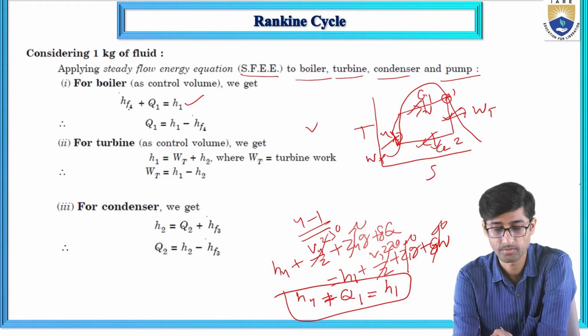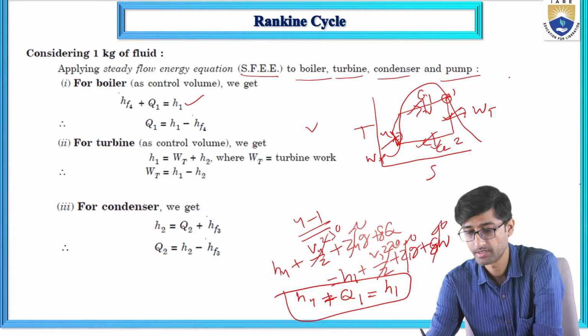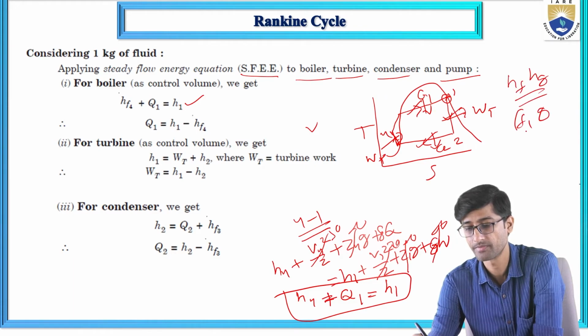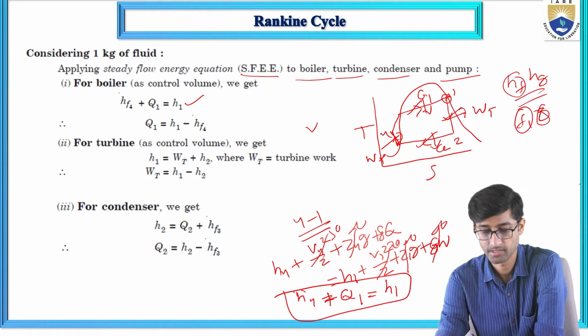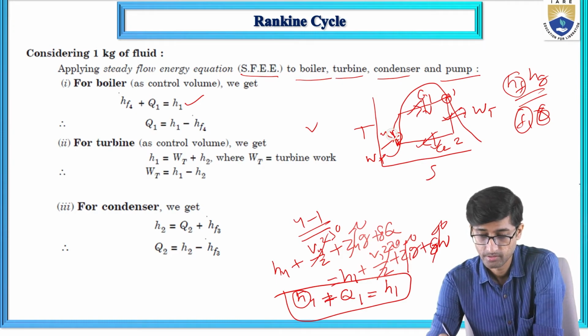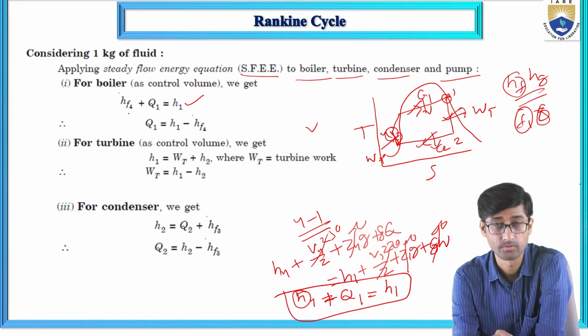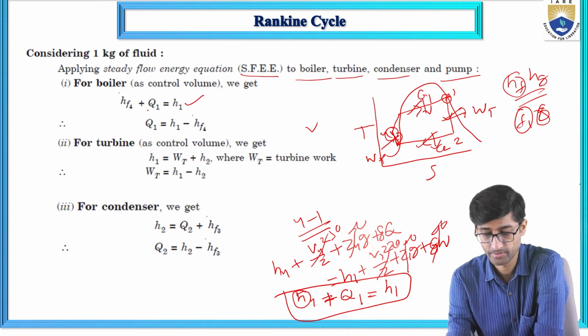Why is it called HF4? In the steam table there is HF and HFG. The F and G terms are coming: F for fluid or liquid, G for gas. So what is H? Specific enthalpy. At point 4, this is in the liquid region. This is the liquid region and this is the vapor region. At point 4, this is in the liquid region. That's why it is written HF4. So HF4 plus Q1, as we already derived, is equal to H1.